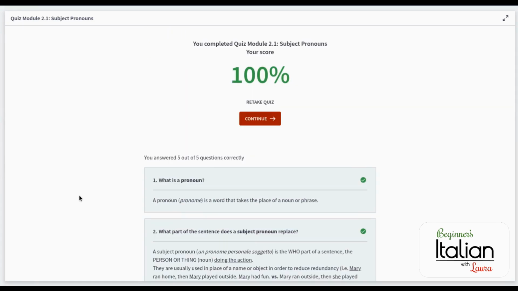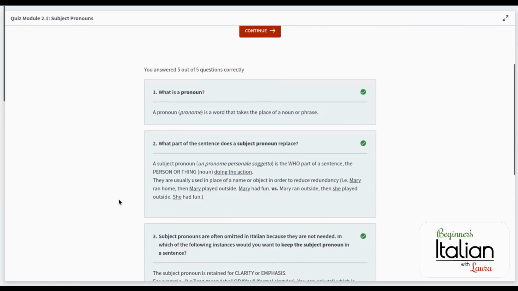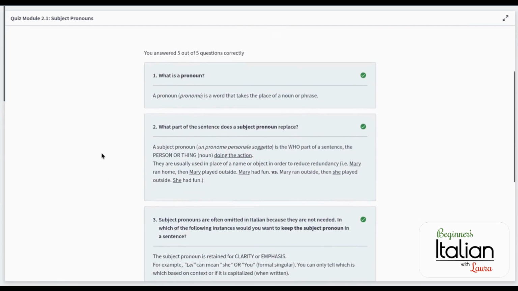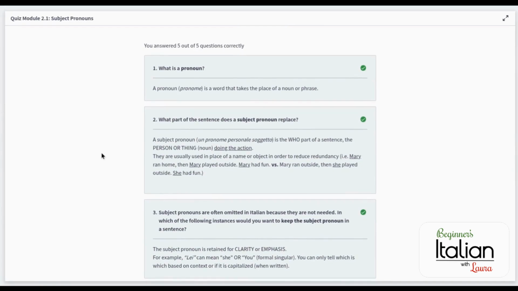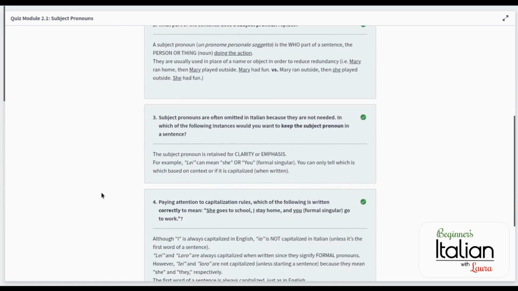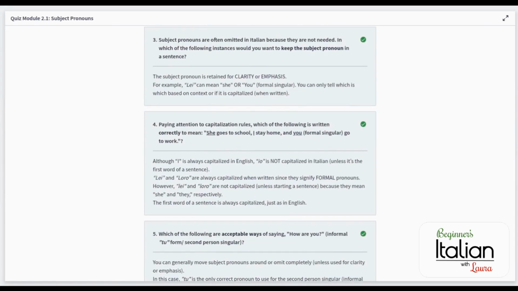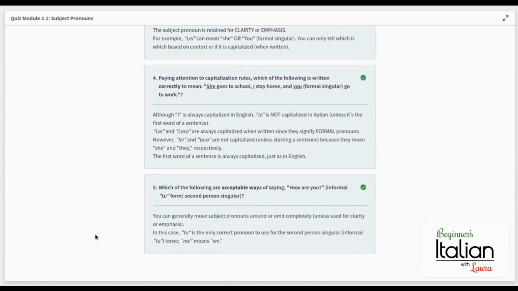Okay, so how did you do? If there's any that you didn't get correct the first time around, you can either go back and replay the video, or you can reread the answers here. I will just quickly scroll down, and you can always pause the video if you want to reread one of the answers here. All right, great job.